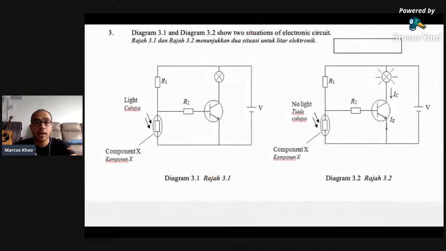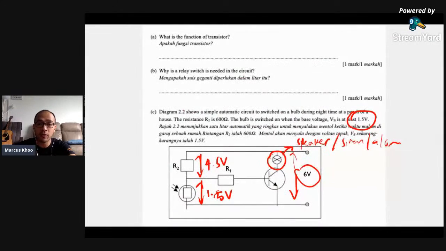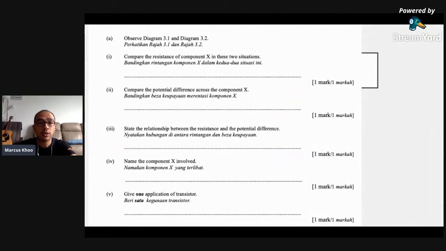Okay, last question I think. Should be the last question. Okay, the diagram shows two situations of an electronic circuit. When it is light, and when it is dark, the bulb lights up. So obviously this is the same question as the one before this. Okay, so compare the resistance of component X in these two situations.